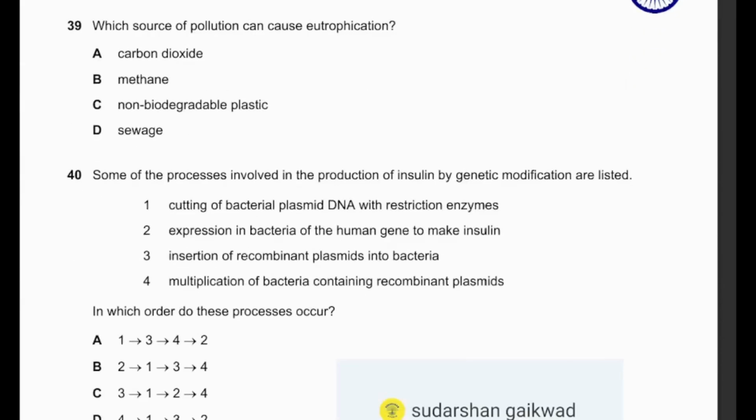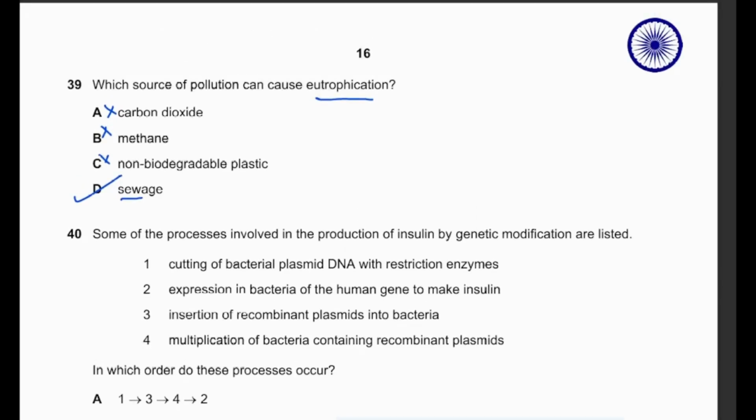The 39th one is, which source of pollution can cause eutrophication? Carbon dioxide? Eutrophication is growth of algae. Algal bloom will happen. Methane and CO2 do not do that. Sewage can do it, but they are toxic. Non-biodegradable plastic, can they also do it? No, they can't. So basically these are all not there. Sewage, yes, it can help in eutrophication and even make the water toxic. Okay, mostly about the chlorine present.